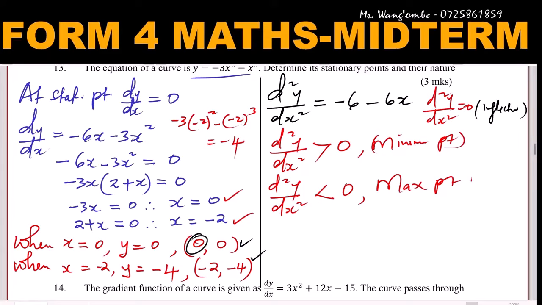So we can test with the first one. When x is 0, the first stationary point is (0, 0). So we are testing with x equal to 0. You simply substitute it in negative 6 minus 6x, and that will give negative 6. So the second derivative gives negative 6 when you substitute x equal to 0. You can see this is less than 0. So that means that (0, 0) is a maximum point.